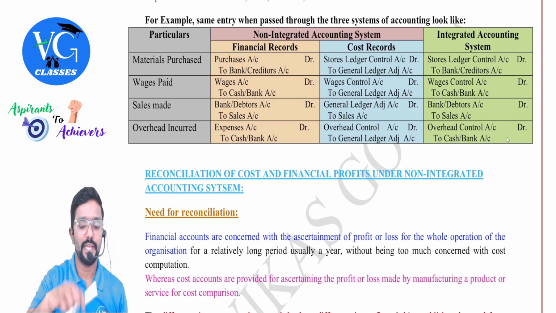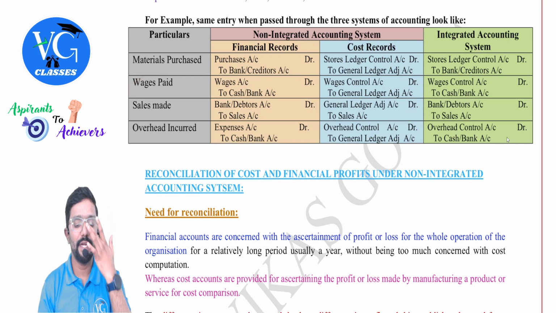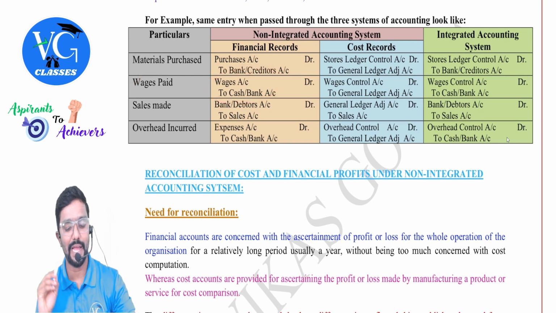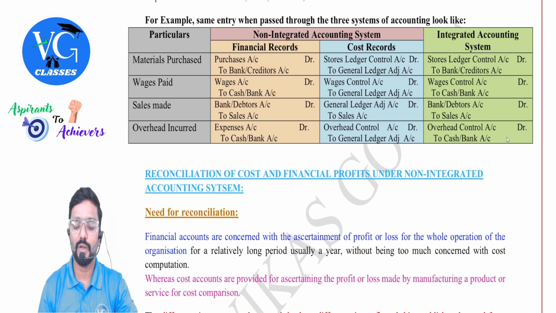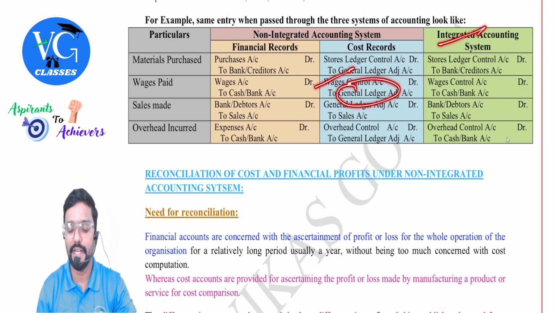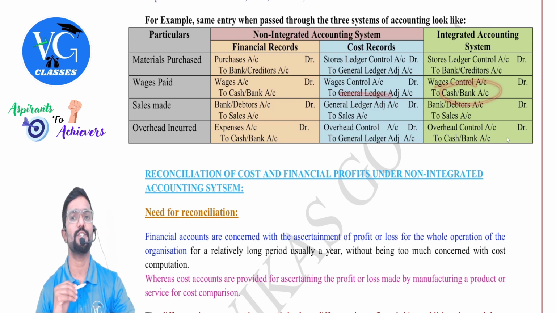Next, wages paid. What is the entry in financial books? Wages to cash or bank. Whereas in cost records, wages control to general ledger. Whereas now in integrated, what is the entry, sir? In place of general ledger, I will bring back cash or bank.